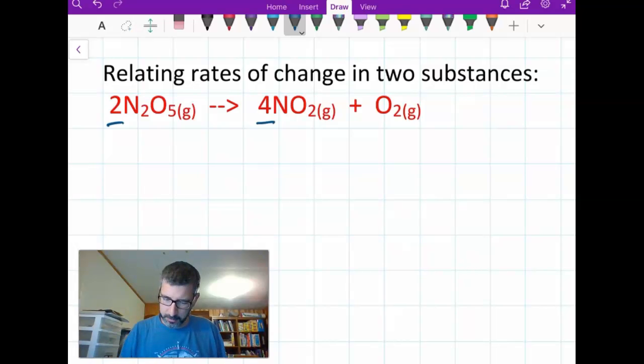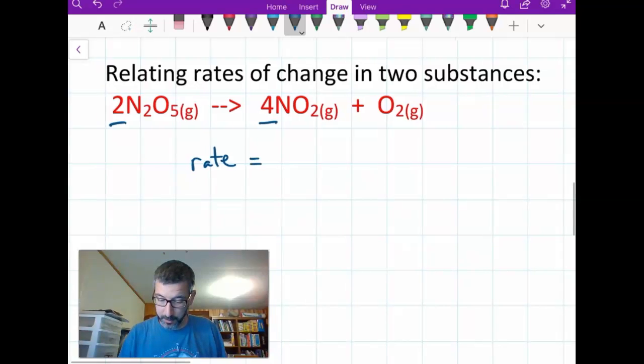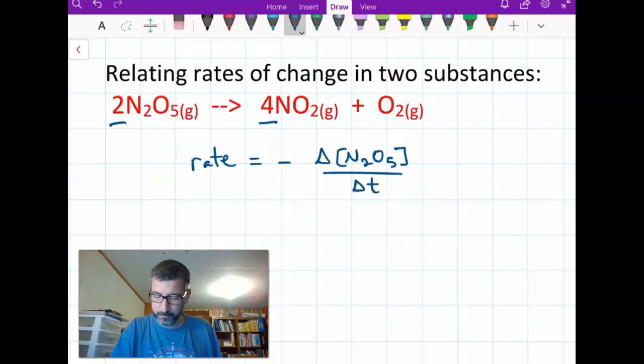Another way to say this is if we wanted to express the rate over, let's say, the first 20 seconds of a reaction in terms of N2O5, first of all, it's disappearing, right? So I'm going to say the negative of the change in concentration of N2O5 over change in time, okay? Because it's going away.